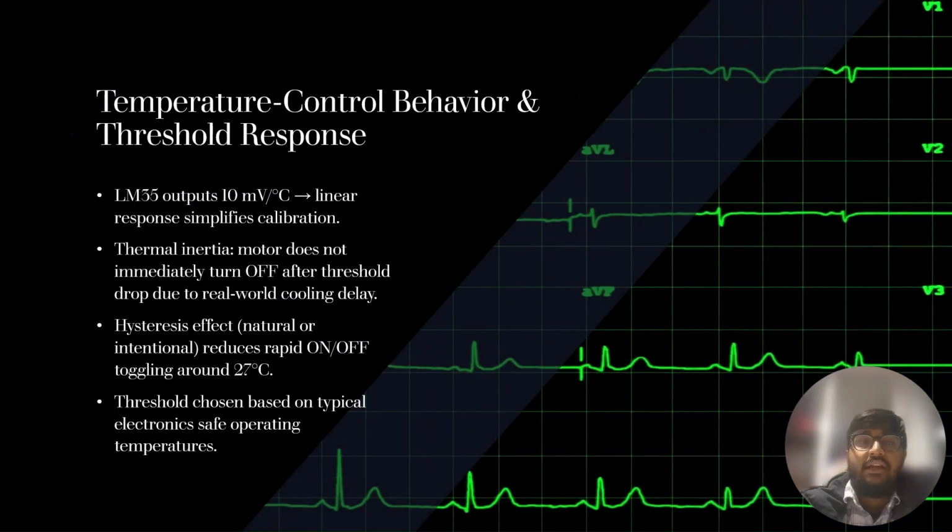Next in this slide we will talk about how control behavior and threshold response works in the LM35. The LM35 provides a clean linear temperature signal. When the sensor heats up past about 27 degrees Celsius, our system activates the fan. Due to thermal inertia, the temperature drops gradually, preventing rapid on or off flicker. There is also a neutral hysteresis band which smooths the transition. The threshold was chosen based on typical safe operating temperatures for electronics.